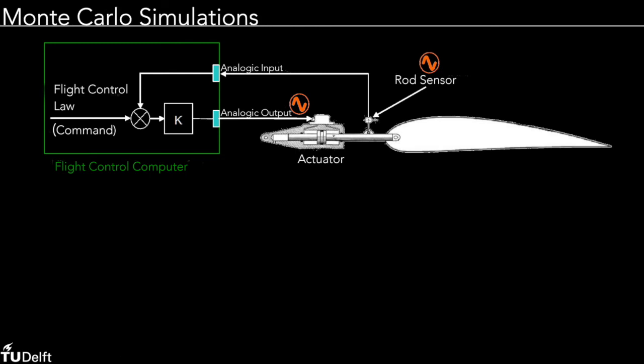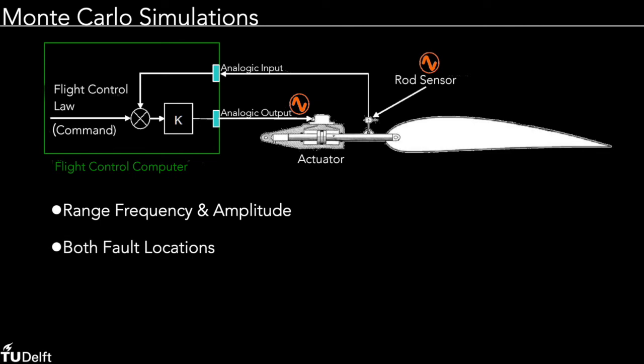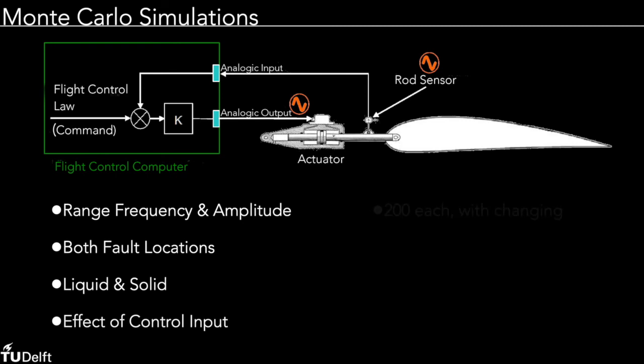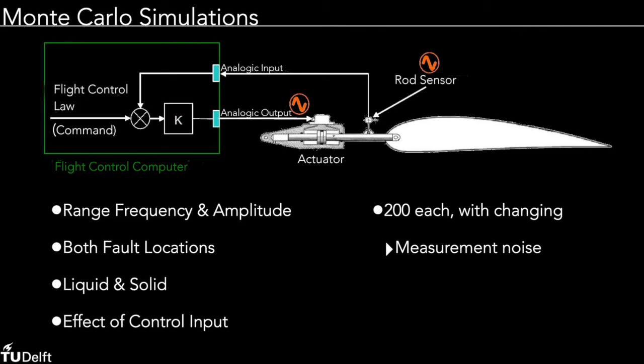To show the capabilities of this novel detection method, we did Monte Carlo simulations. We have simulated faults at both fault locations over a range of different amplitudes and frequencies. Furthermore, we have simulated both liquid and solid faults, and we have investigated the effect of different input sequences on the detection performance. For each of these combinations, we have done 200 simulations with changing measurement noise, randomized parameter variation, and different turbulence conditions.